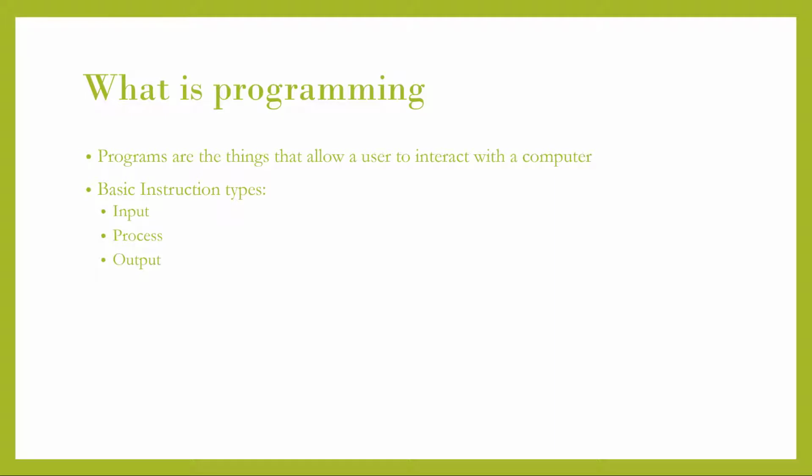Programs are the things that allow a user to interact with the computer. There's three main parts to using a program: the input, the process, and the output. First of all, the input is the data going into the program.